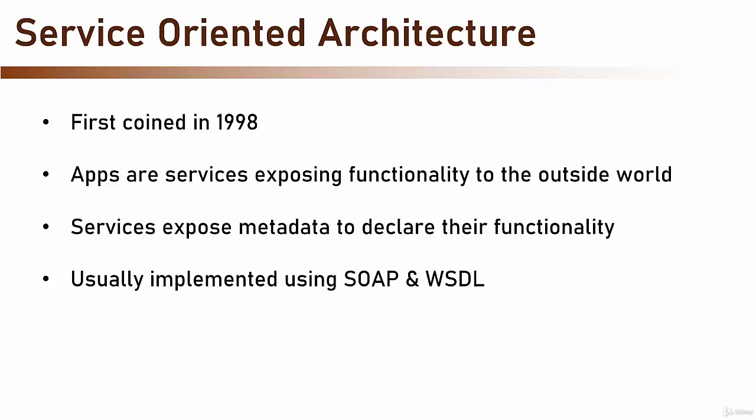SOAP is a protocol for web service, and it's basically a long and complicated XML document. WSDL is another XML document containing the metadata about the service, which methods it exposes, what parameters they expect, and what data they return. As we will see later, the fact that most SOA-based apps were based on SOAP and WSDL was one of the key factors in the SOA eventual failure.